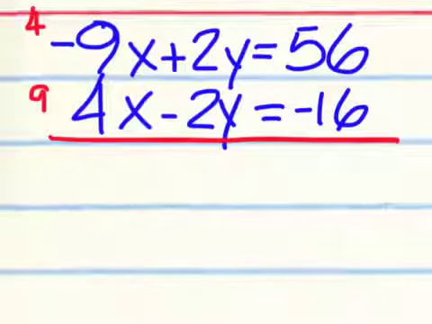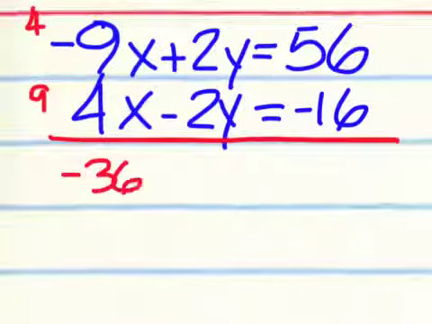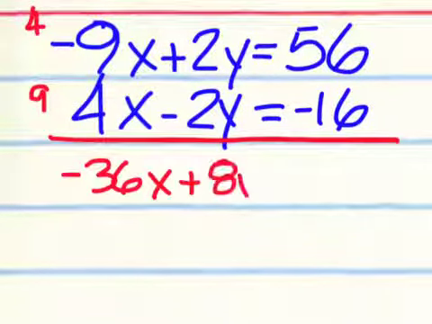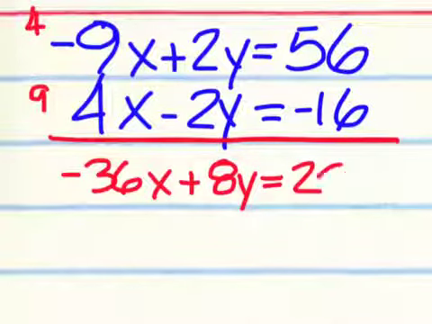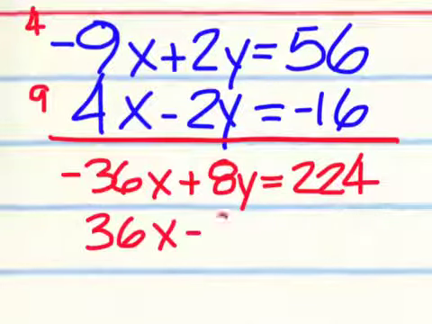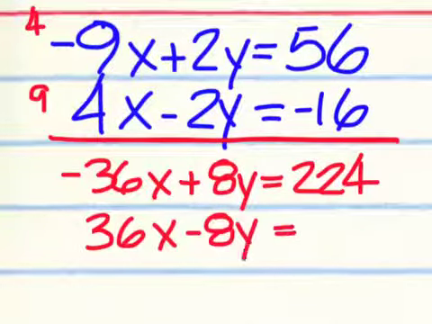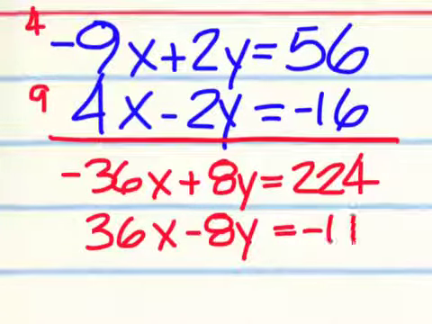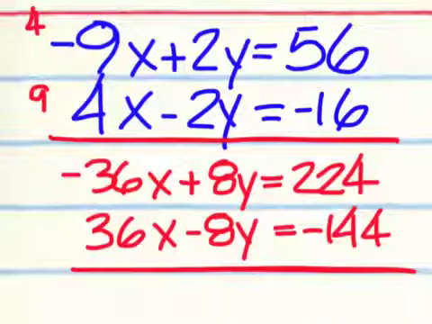Multiply the top by 4 to come up with a negative 36x plus 8y equals 224. And then you're going to have on the bottom 36x minus 8y equals a negative 144. Yeah, negative 18y on the bottom. 36x minus 18y equals negative 144.